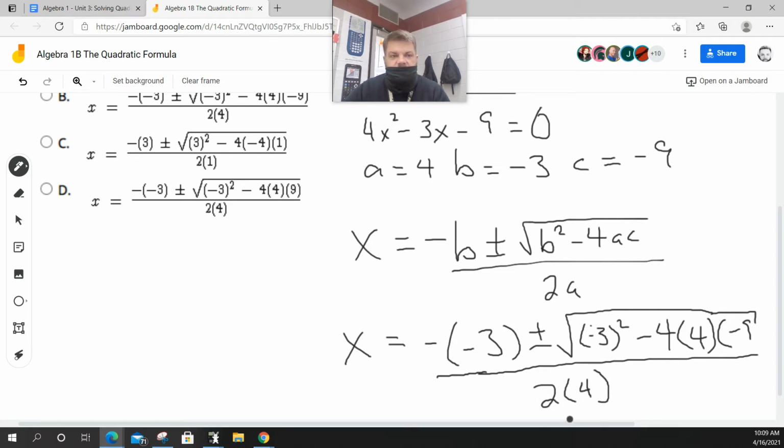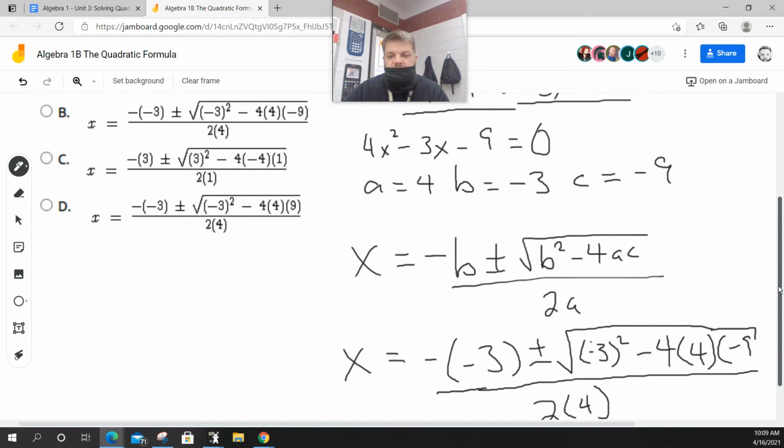What was the answer? B. Let me double check. Negative 3, yep, plus or minus the square root of negative 3 squared minus 4. Yep, B is the correct answer. B is the correct answer.